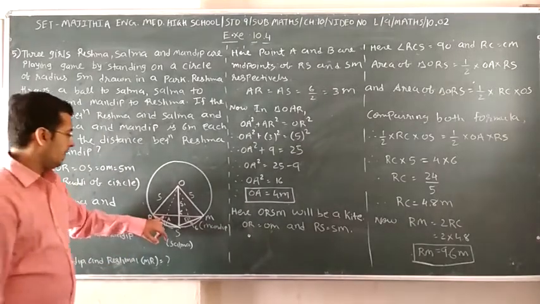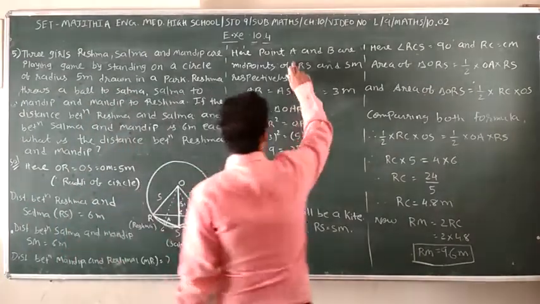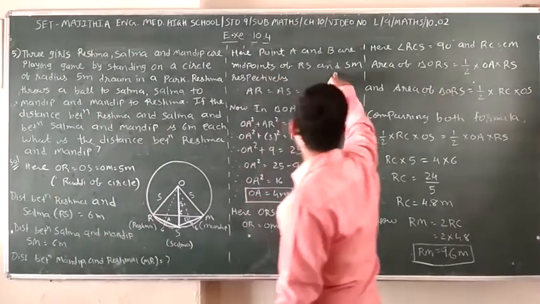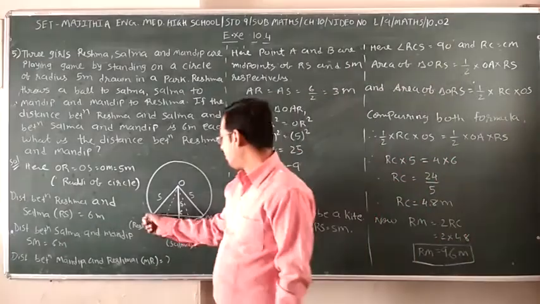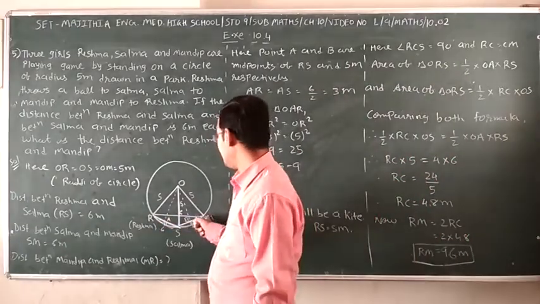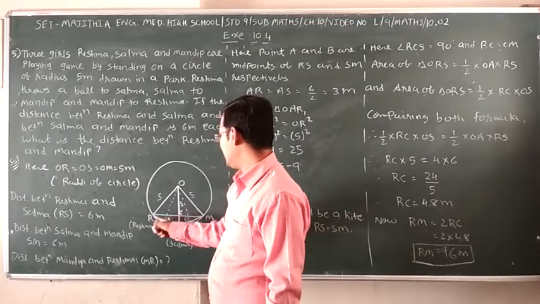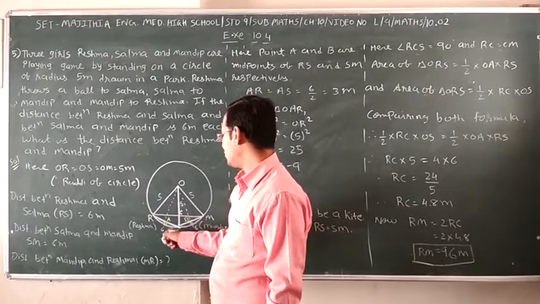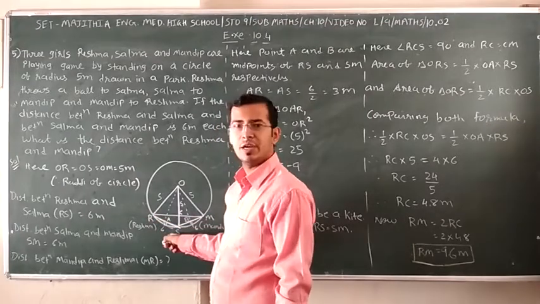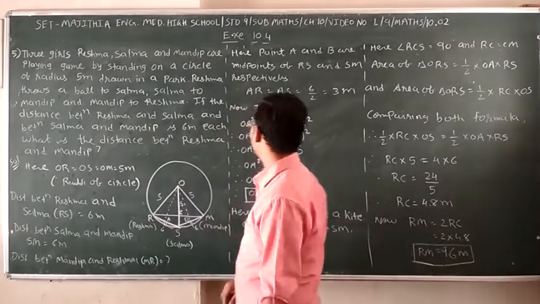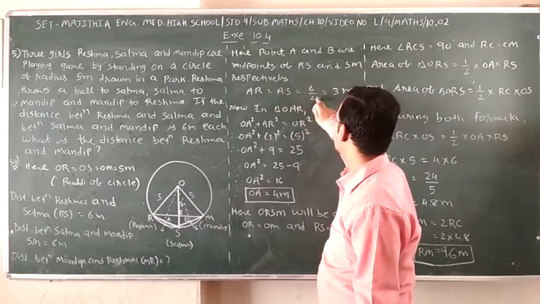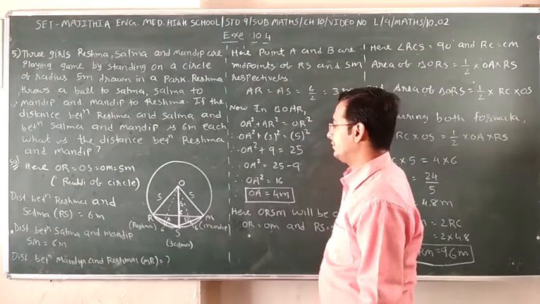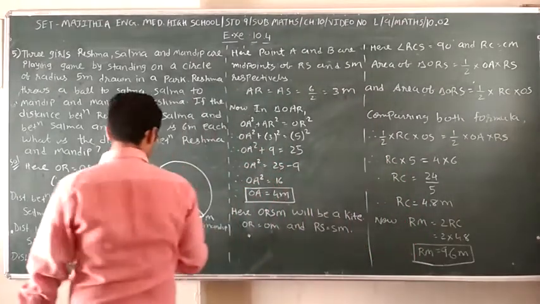Here A and B are the midpoints of RS and SM respectively. So A is the midpoint of RS. RS means 6, so the midpoint divides it by 2, which means 3. AR is equal to AS is equal to 6 by 2, which is equal to 3 meters. Now using the triangle OAR.